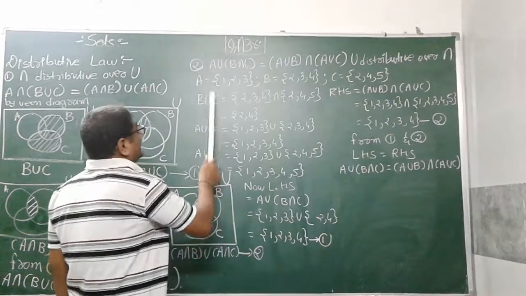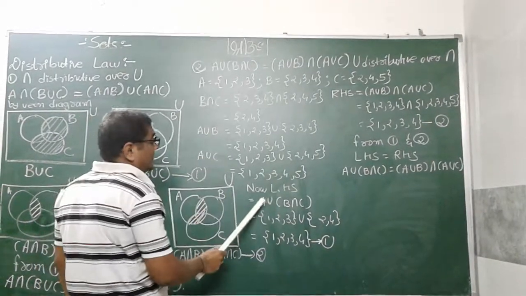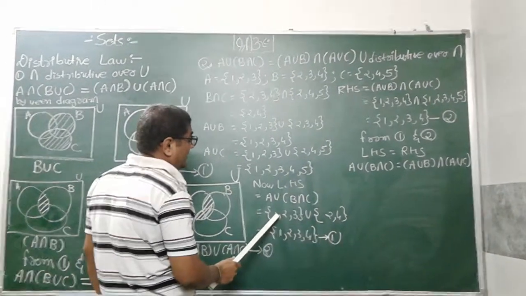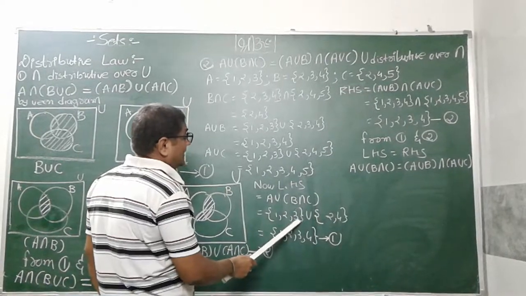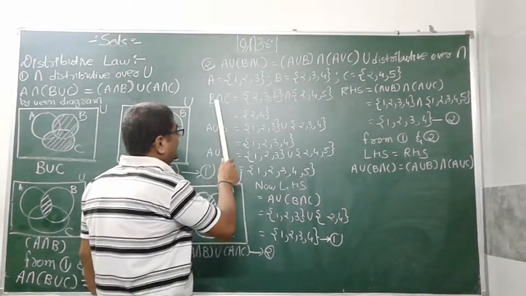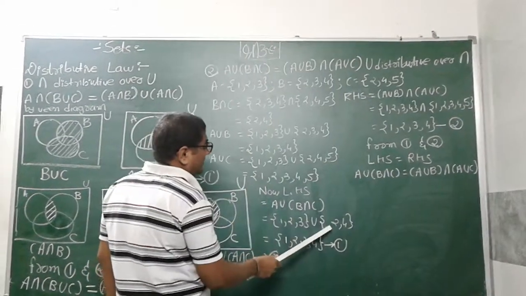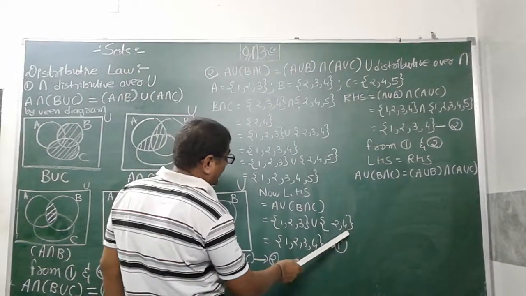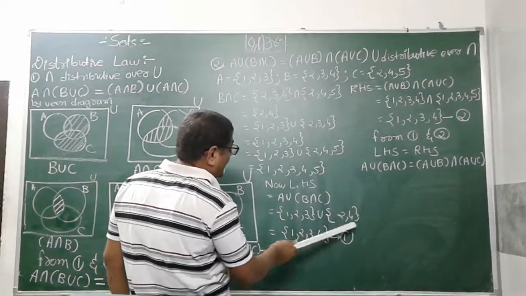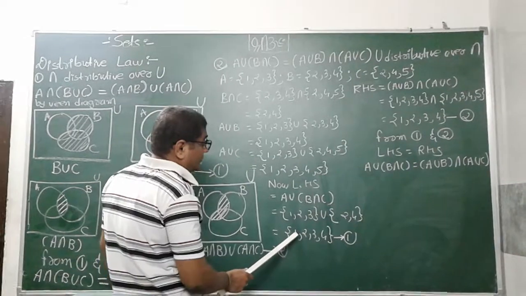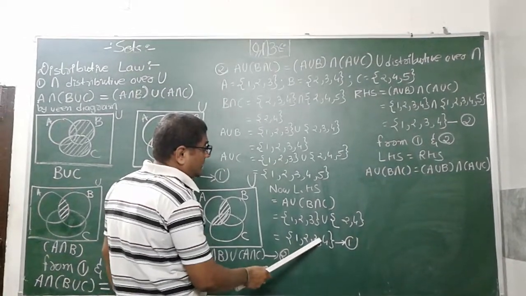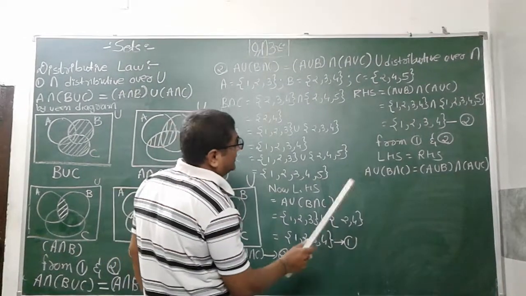Now we take LHS. LHS is equal to A union (B intersection C). So the elements of A are 1, 2, 3, and B intersection C is already found previously. So we use that B intersection C. Now how many elements are there in total? So {1, 2, 3, 4}. That is statement number 1.